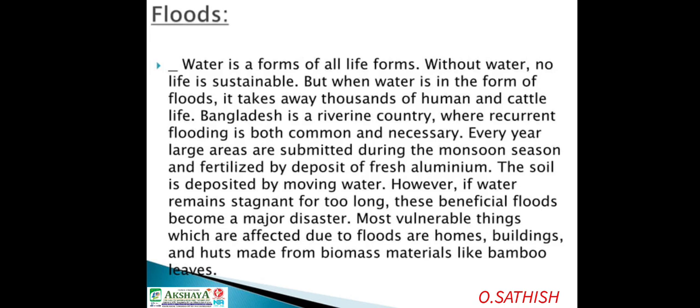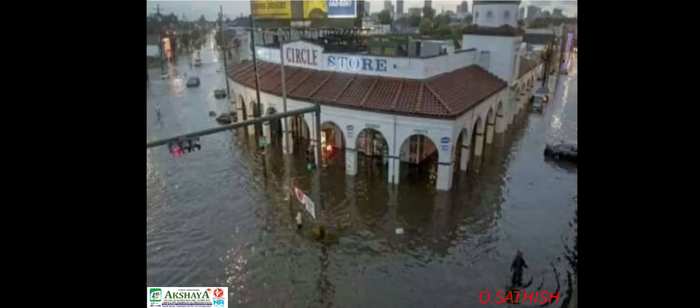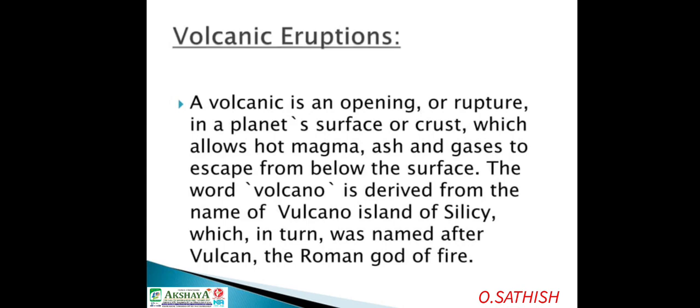The most vulnerable things affected by floods are homes, buildings, and huts made from biomass materials like bamboo and leaves. Here we can see a pictorial representation of the flood. Next we are going to see about volcanic eruption.